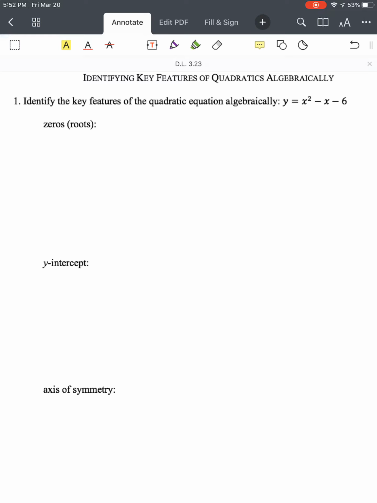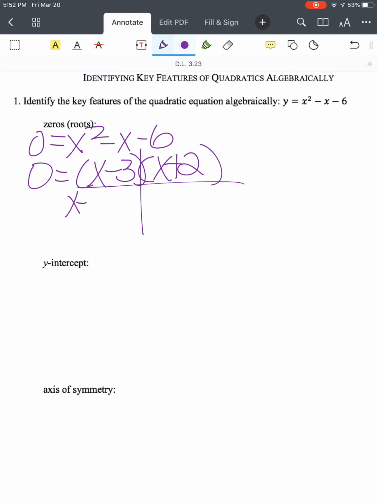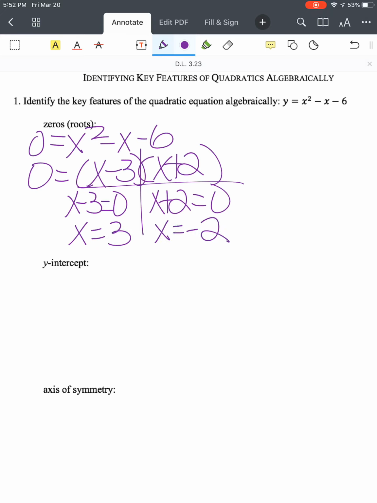So the first question I asked you was to find the roots or the zeros of this parabola. So we know to do that, we need to set the y equal to 0. Okay, I'm going to factor. This factors to be x minus 3, x plus 2. Set each factor equal to 0. So x equals 3 and x equals negative 2. So that's where this parabola crosses the x-axis, at x equals 3 and at x equals negative 2.